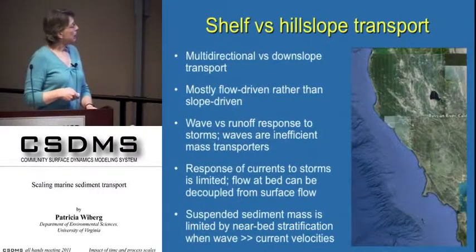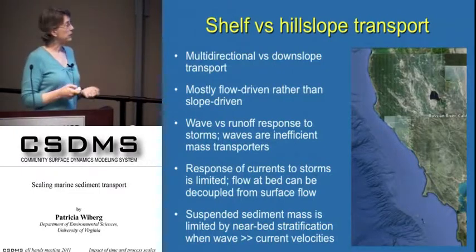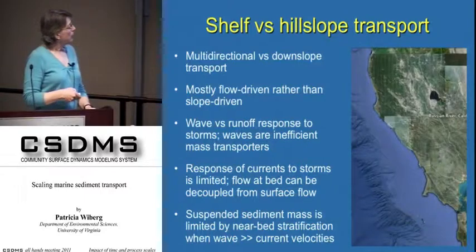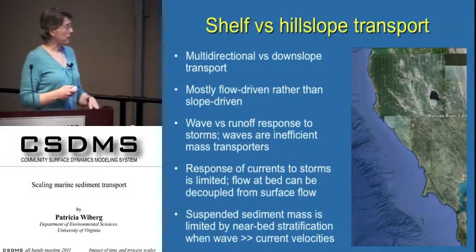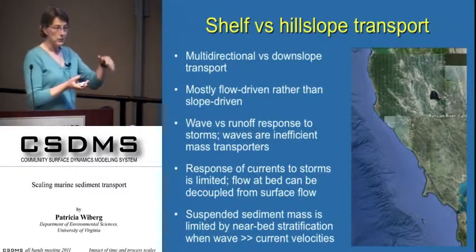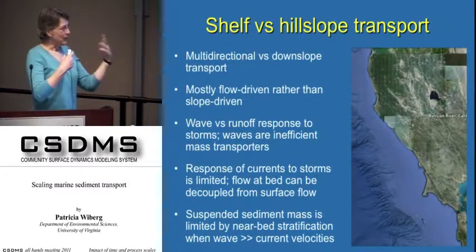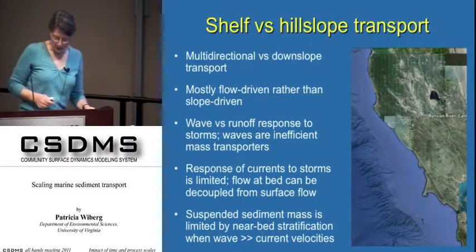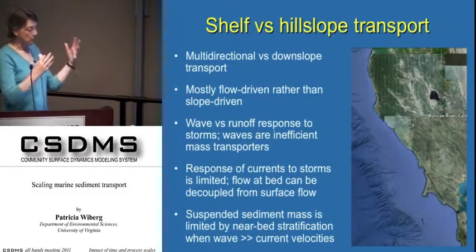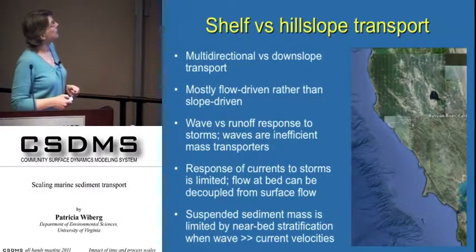And because of the combination of waves and currents and the difference in the stresses imparted by those, what we find is that when the wave velocities or wave stresses are much larger than those of the currents, we can actually get near bed stratification at the top of the wave boundary layer that essentially caps the amount of material that can get into the water column. So it's not the case that the larger the wave event, the more material necessarily that you can disproportionately put in suspension. There are some self-imposed limits on the system.